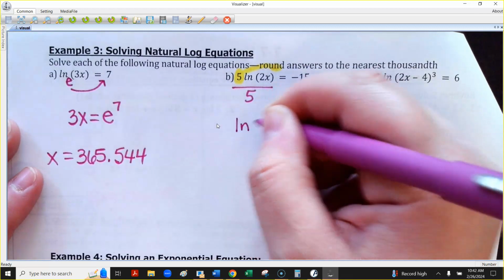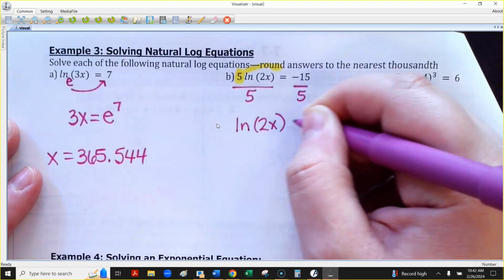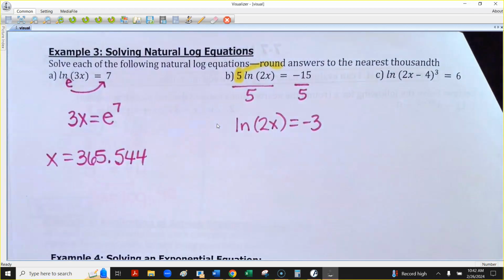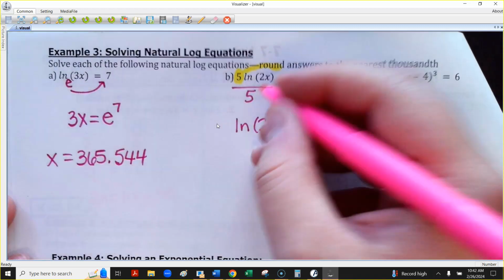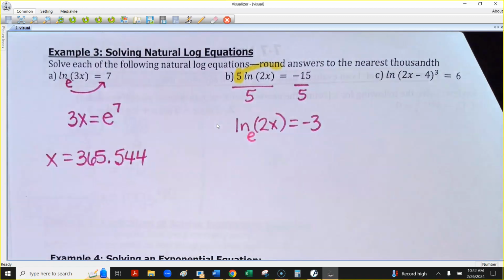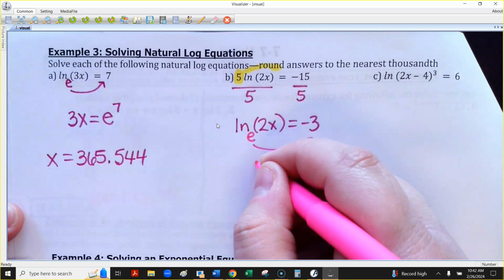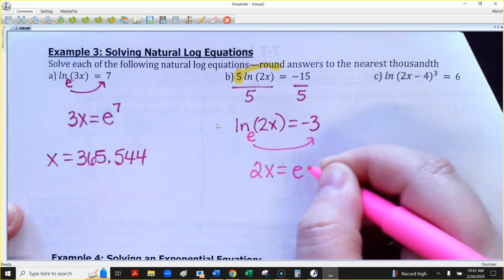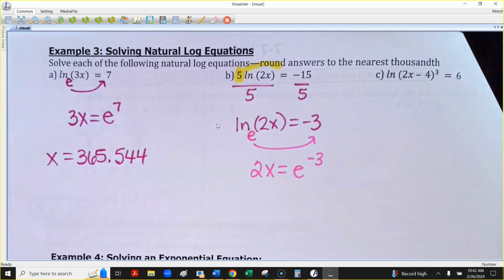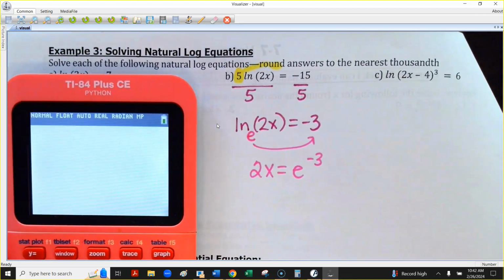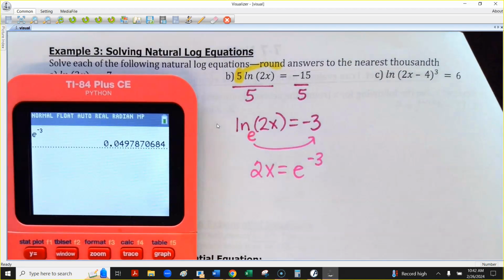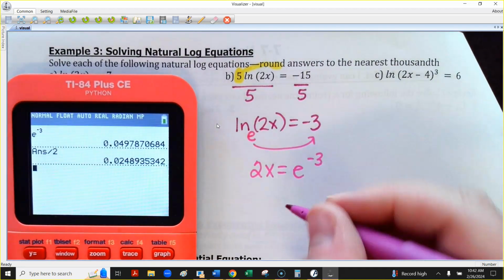So this would be the natural log of 2x equals -3. And then it's super similar to the problem we just did. If you don't see the base, like I like to write the e in, the natural log has base e. We're just going to swoosh that to the other side. Then you get 2x equals e to the -3rd, which will be some gross number. So I'm just going to do the rest of this on my calculator screen. So I would just do e to the -3rd, hit equals, and then I'm just going to divide that by 2. And that should be my answer.